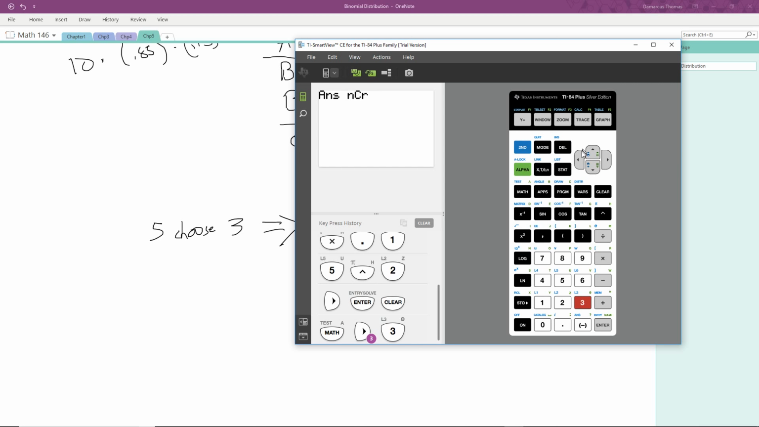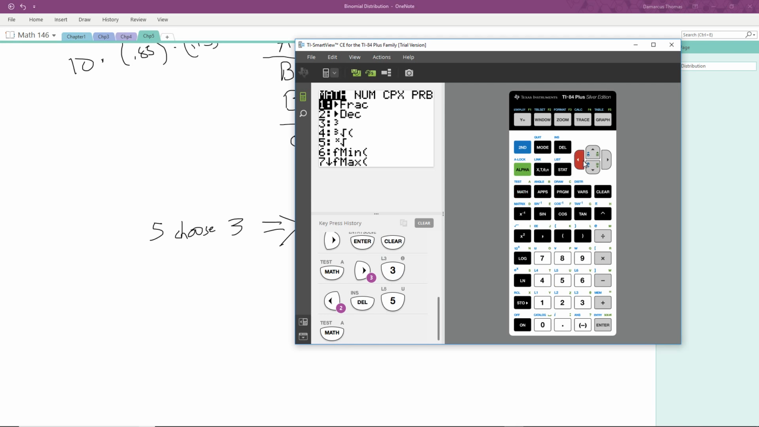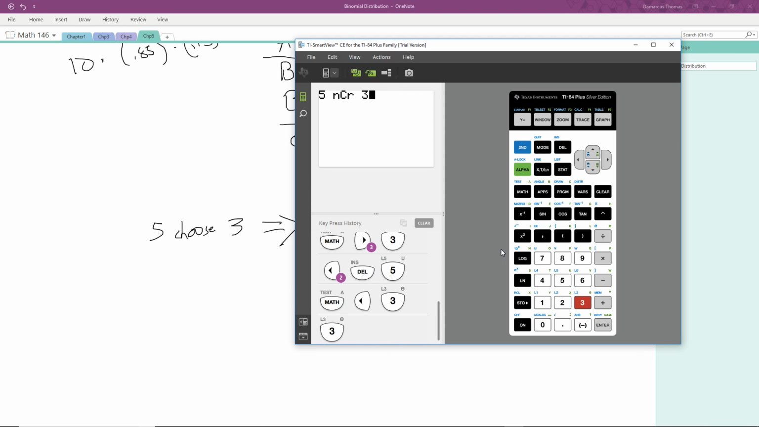Now the problem is that when you choose this one, you actually have to put in the number that you want first. So I'm going to put in 5 first, and then go into math, go over to PRB, number 3, and then do 5 choose 3. So it should give us 10 when we select this. Okay, so that's how many different combinations there are.